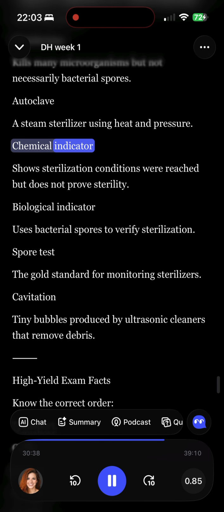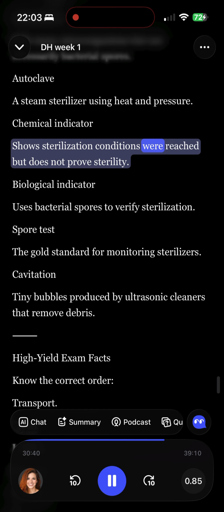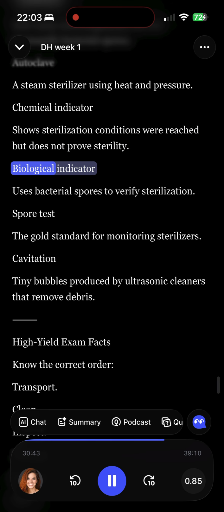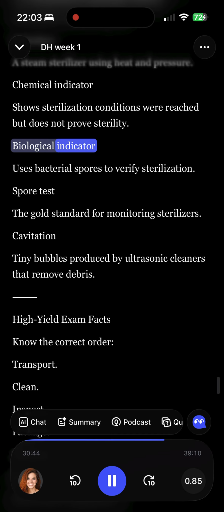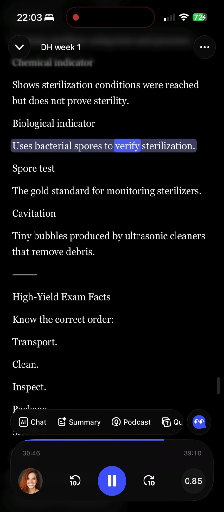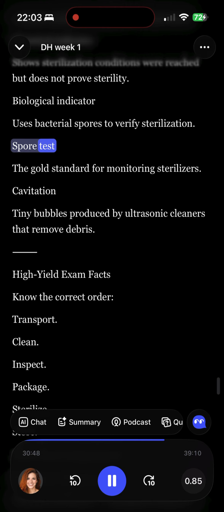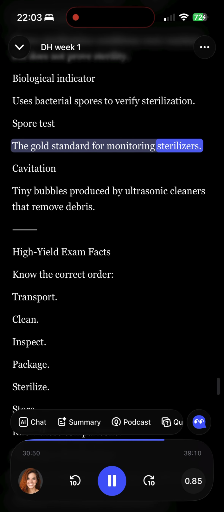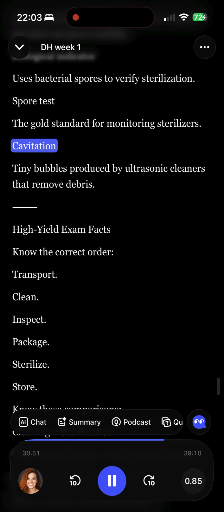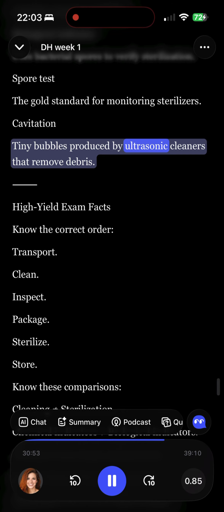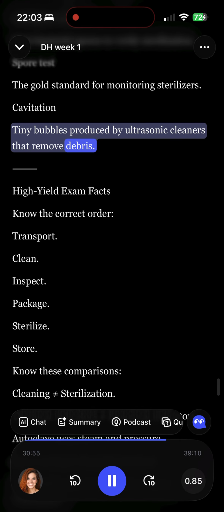Chemical indicator: shows sterilization conditions were reached but does not prove sterility. Biological indicator: uses bacterial spores to verify sterilization. Spore test: the gold standard for monitoring sterilizers. Cavitation: tiny bubbles produced by ultrasonic cleaners that remove debris.